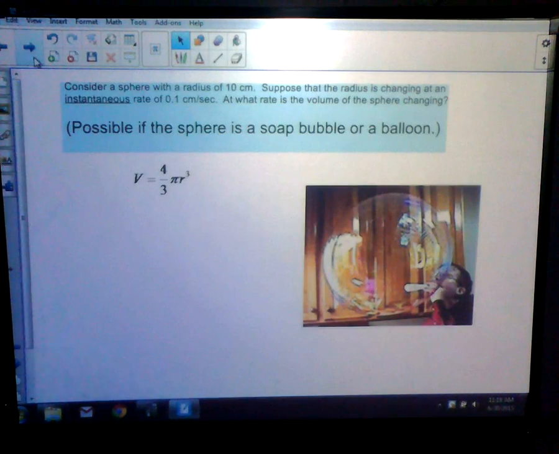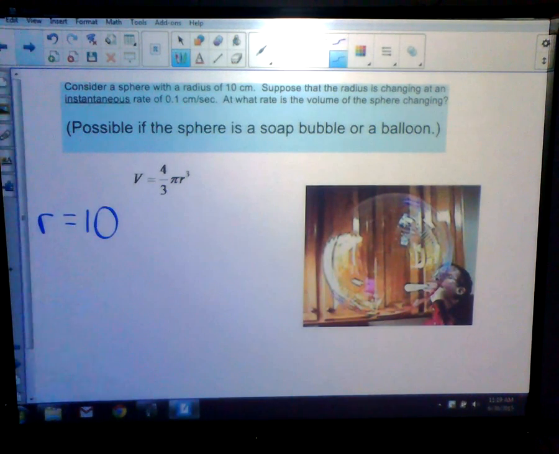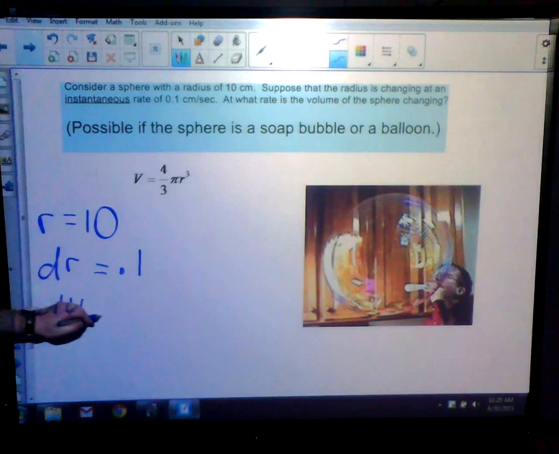So let's try a problem. Consider a sphere with a radius of 10 centimeters. So, radius is 10 centimeters. Suppose that the radius is changing at an instantaneous rate of 0.1. What is the symbol for how fast the radius is changing? It's dr. So dr is 0.1. At what rate is the volume changing? What's the symbol for changing volume? It's dV. And that's what I don't know.